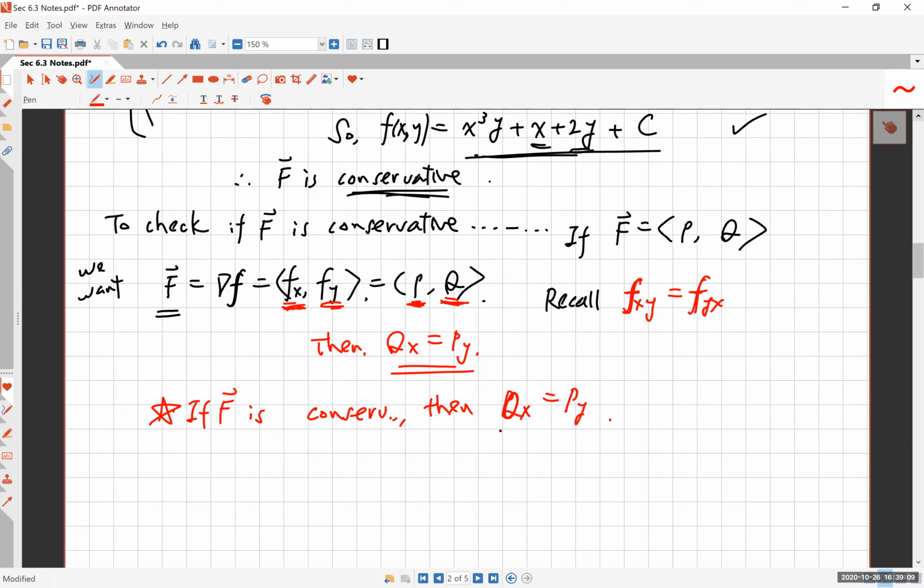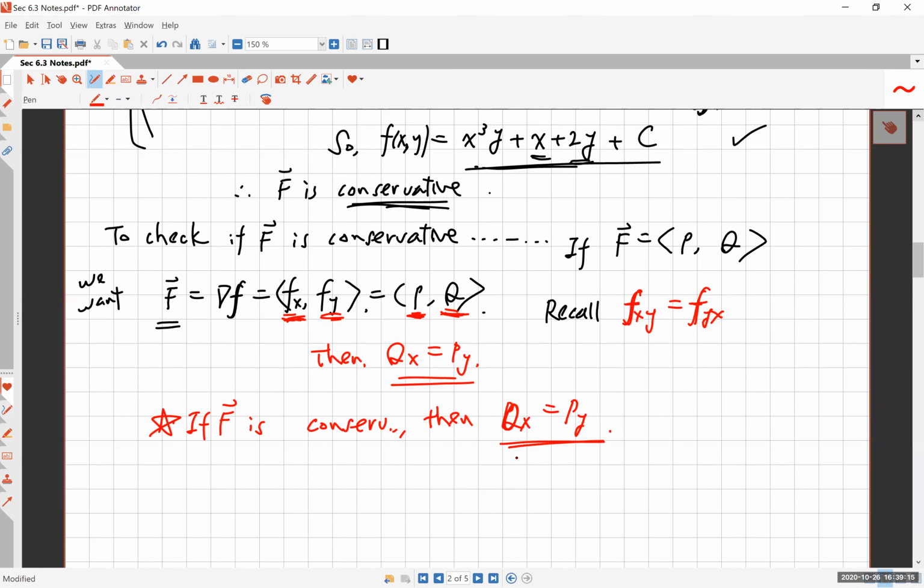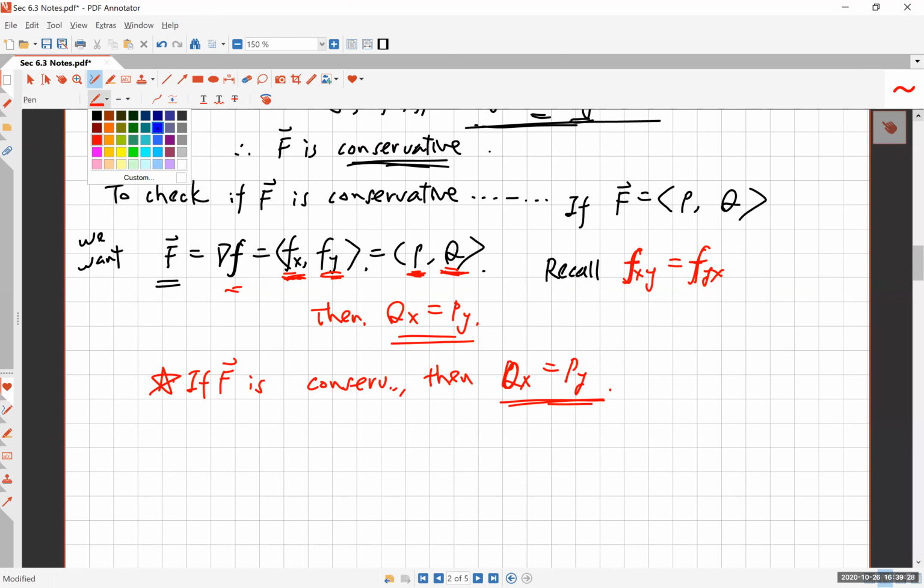Okay, and once you verify that, then you can look for a potential function, which will exist. And by the way, if this does not hold, then there is no chance that such a potential function exists, so you wouldn't have to look for it. Maybe I will also write this down.